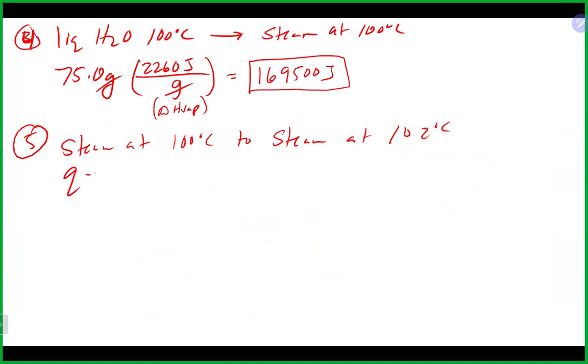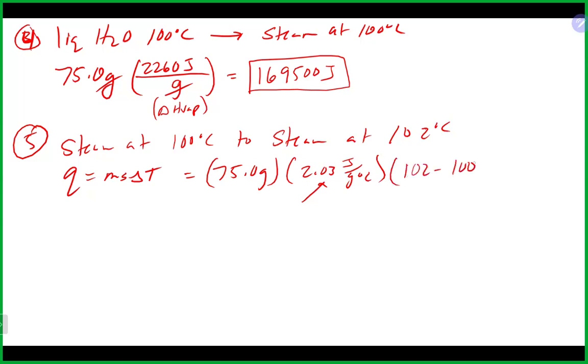Here we will go back to our specific heat equation because it is the same phase but a different temperature. We'll put in our numbers here, 75 grams. Our specific heat capacity, we'll go with 2.03 joules per gram per degree Celsius. Remember, we won't use the 4.184 number here because it is not liquid water, and that's what that number is for. We'll do our final temperature minus our initial here, and we'll get something roughly there.